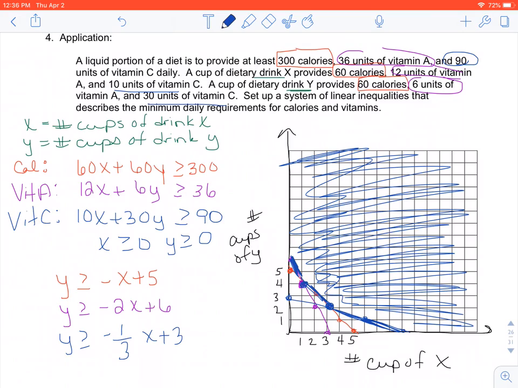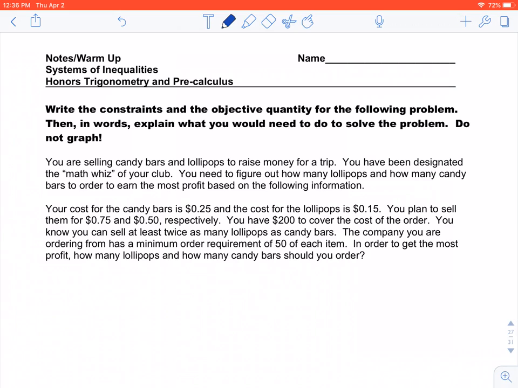The second application problem is on the next page, and this one actually doesn't require graphing. So this one we're just writing the constraints, which would be the inequalities. Constraints and inequalities are the same thing. So we're coming up with a set of inequalities or constraints, and then it says to write the objective quantity, and we're going to talk about that as well for the following problems. Finally, it says in words, explain what you would need to do to solve the problem, but we're not actually going to solve it. And that's how your homework tonight is going to be. So the homework tonight is going to be setting up the system of inequalities for the word problem, but we actually wouldn't go through solving it.